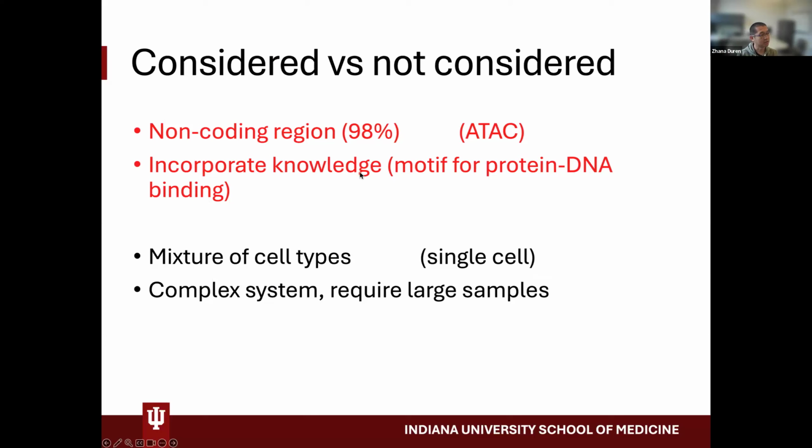What is not considered is that this is bulk data, so it does not consider the mixture of cell types. Normally, a tissue is a mixture of many different cell types. You see some expression change, you don't know if it's really an expression change or just because of the proportion change. Another thing is complexity. The system itself is so complex, we require a large sample to fit. The data here is not enough.